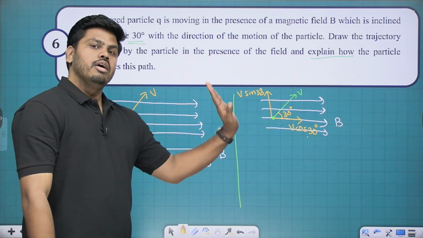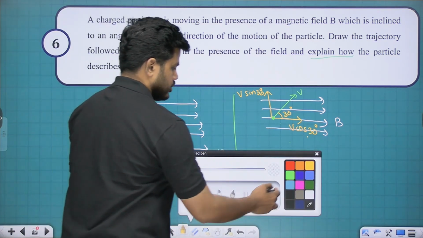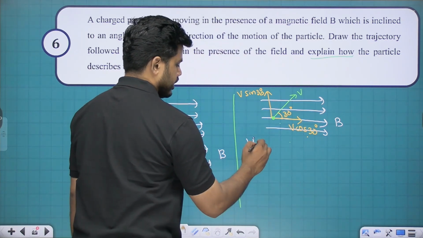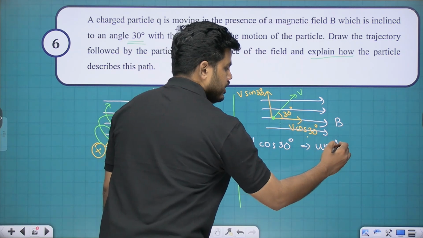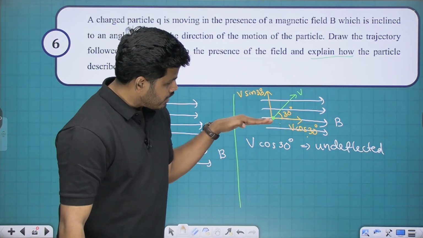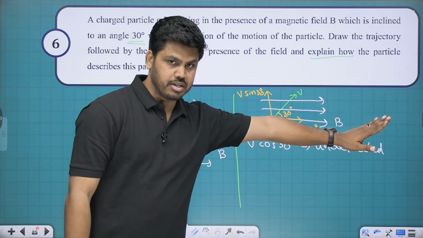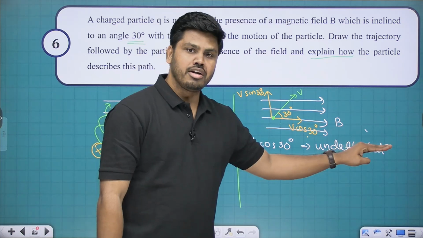Then, why does it follow a helical path? Because the V cos 30 component will leave the particle undeflected, because the direction of velocity is along the direction of the magnetic field. That is case 1, theta is equal to 0, no force acting. So it is supposed to go undeflected.